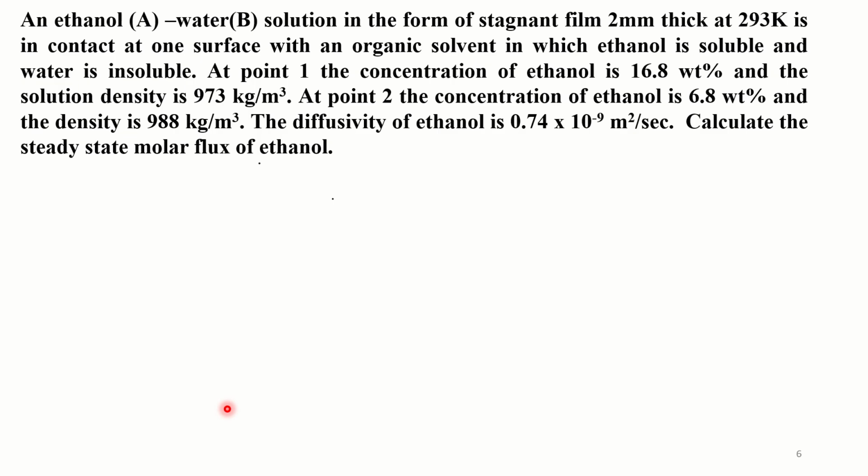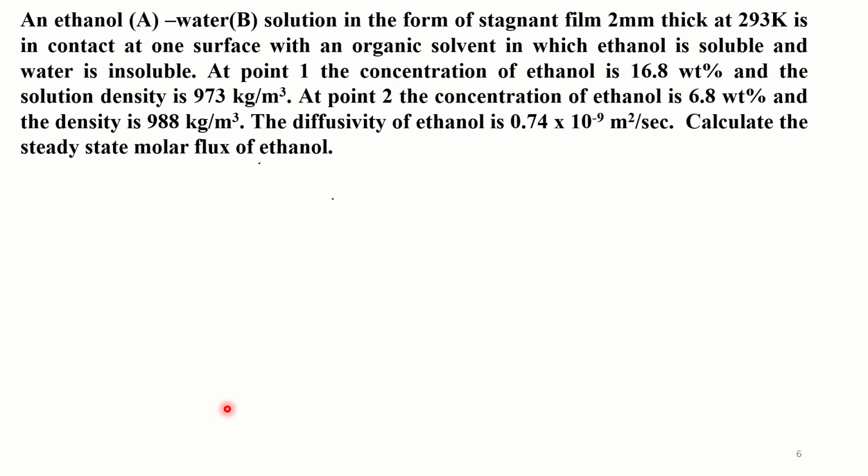An ethanol water solution in the form of stagnant film 2 mm thick at 293 Kelvin is in contact at one surface with an organic solvent in which ethanol is soluble and water is insoluble. At point 1, the concentration of ethanol is 16.8 weight% and the solution density is 973 kg per meter cube. At point 2, the concentration of ethanol is 6.8 weight% and density is 988 kg per meter cube.